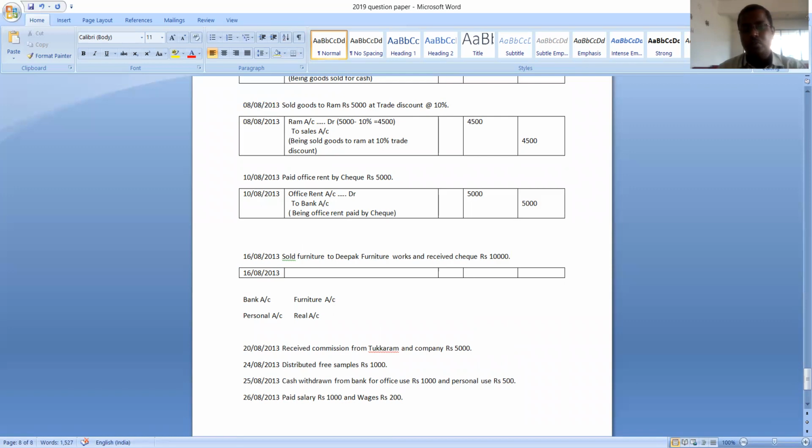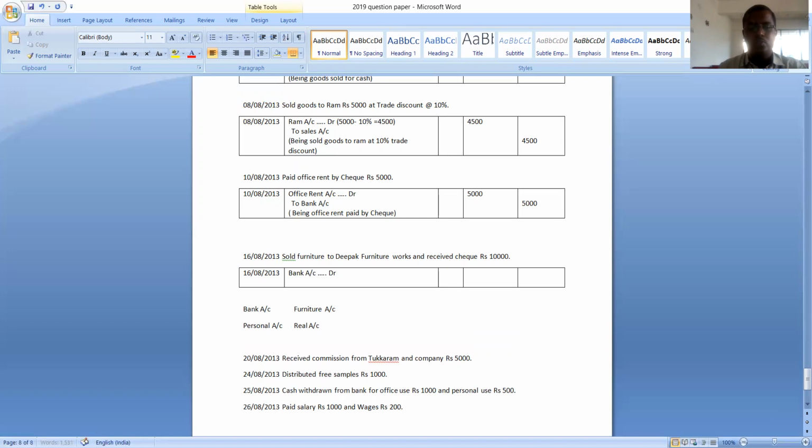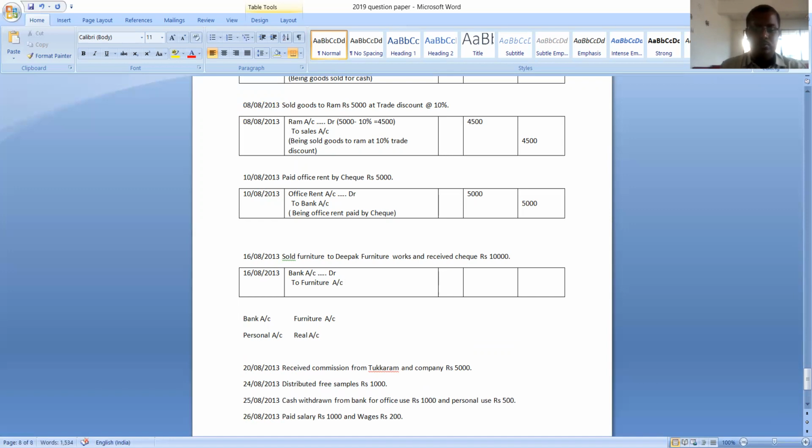Received check. See here, we received check and we deposited that check into bank. So who is the receiver? Banker is the receiver. What is the rule of personal account? Debit the receiver. So banker is the receiver. Which account should be debited? Bank account should be debited. So bank account debit to which account? To furniture account. Why should furniture account be credited? Because furniture is going out of the business.